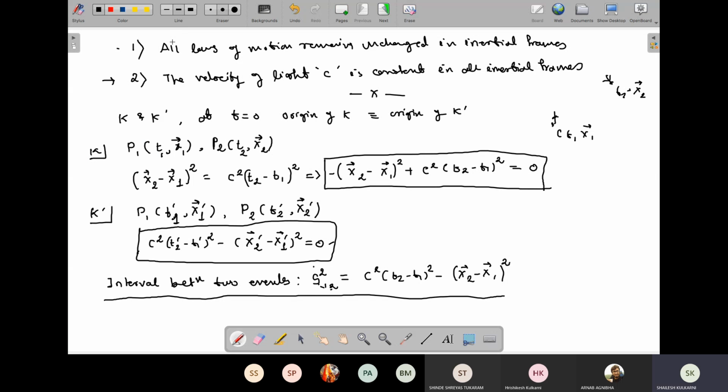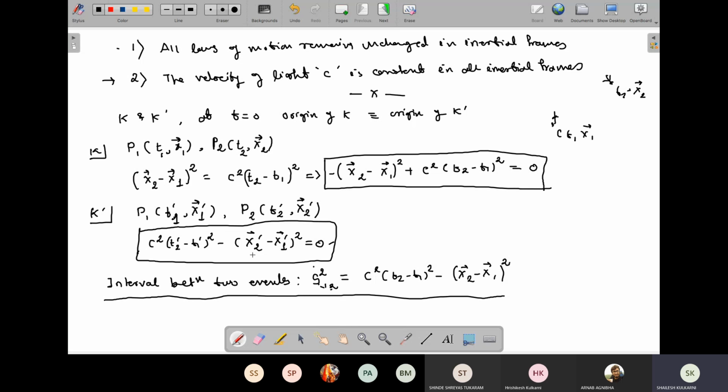Is that clear? Now I defined my interval between two events like this. So I'm defining distance in four-dimensional space. That is c square (t2 minus t1) whole square minus (x2 minus x1) whole square. The moment I define this, for a light signal S12 is always zero. That statement then holds even for infinitesimally separated events, hence ds is equal to zero for light signals.